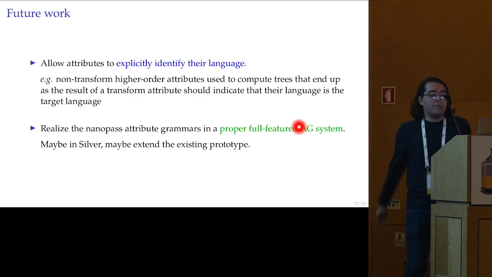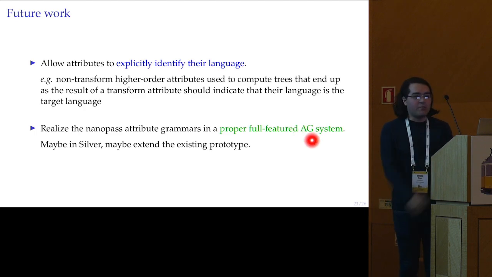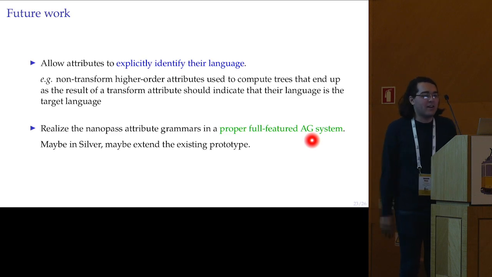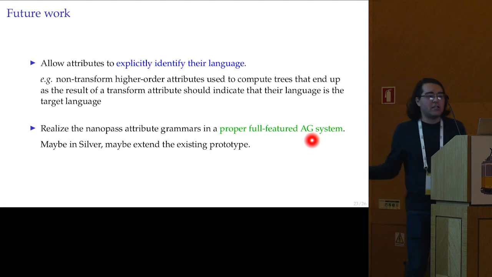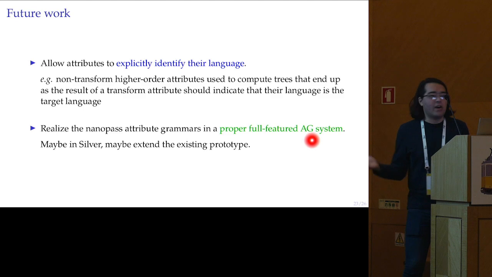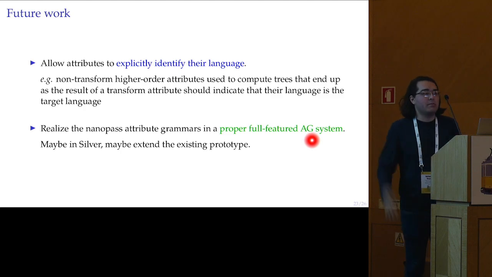We'd also like to implement this in a proper, full-featured attribute grammar system. We have a very rough prototype right now, to prove that there's no sudden and hidden gotchas with the analysis, pretty much, and a sketch of a Go compiler in that. But it'd be nice to have this in a proper thing so we can try out writing a C++ compiler. Maybe this would be in Silver, and maybe this would just be a new prototype system.